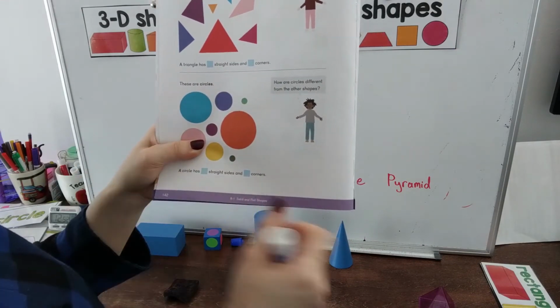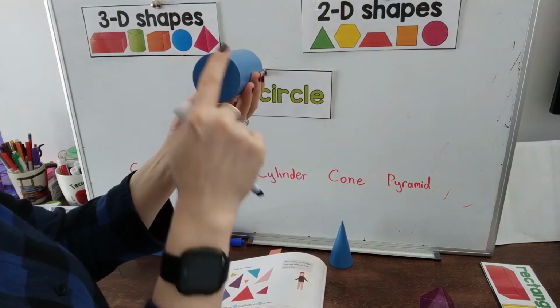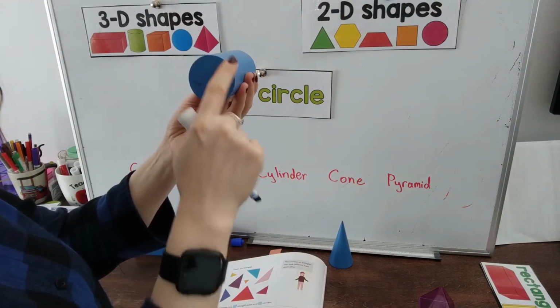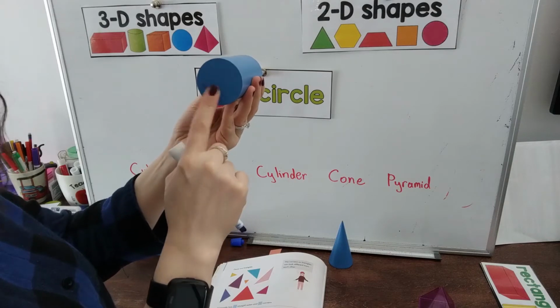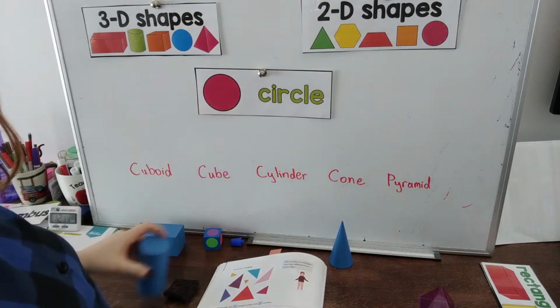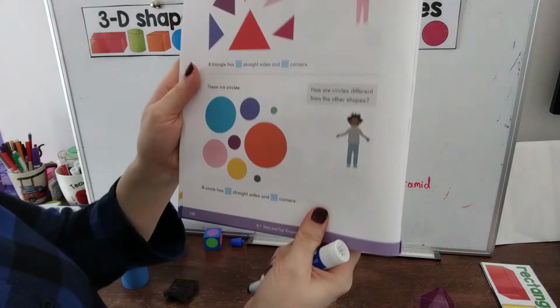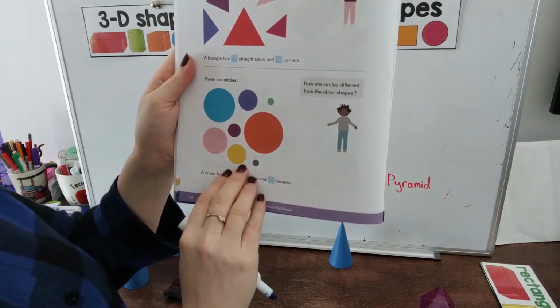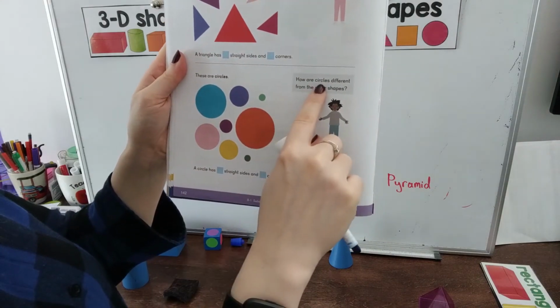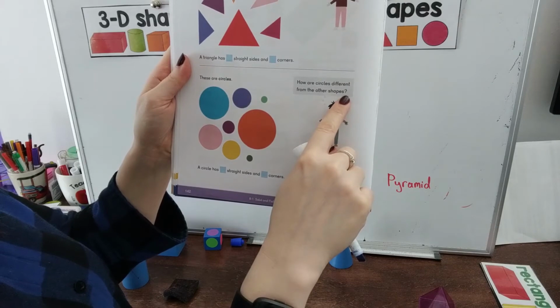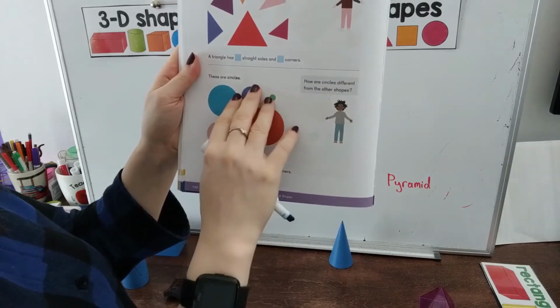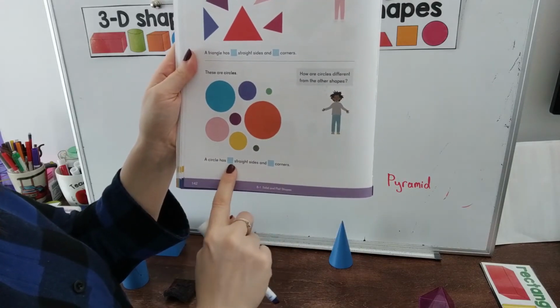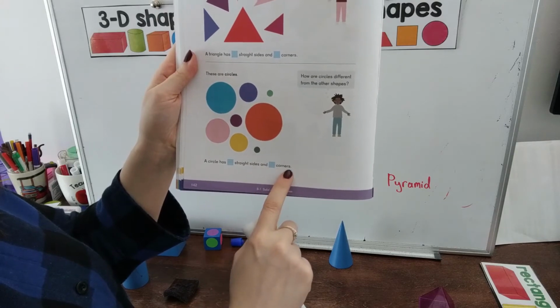Let's look at circles. If you traced the flat surface, which is called the face of a cylinder, you would have gotten a circle. And all of these are circles, some big ones, some small ones. How are circles different from the other shapes? How are circles different? A circle has straight sides and corners.